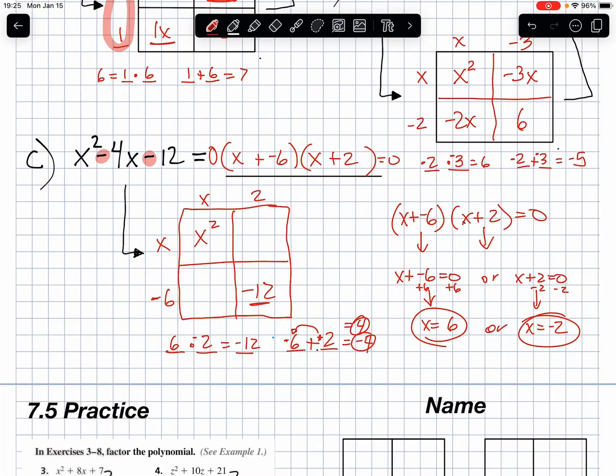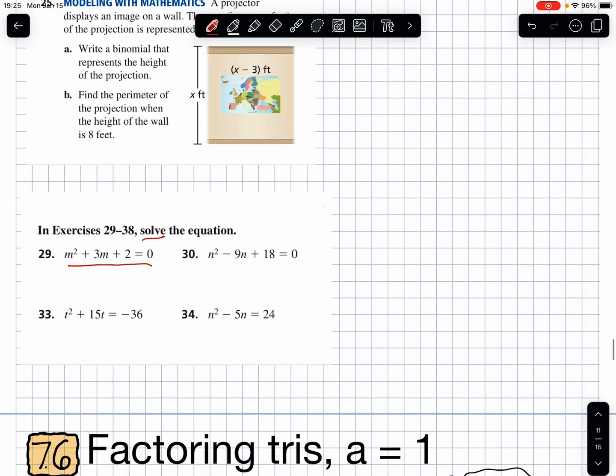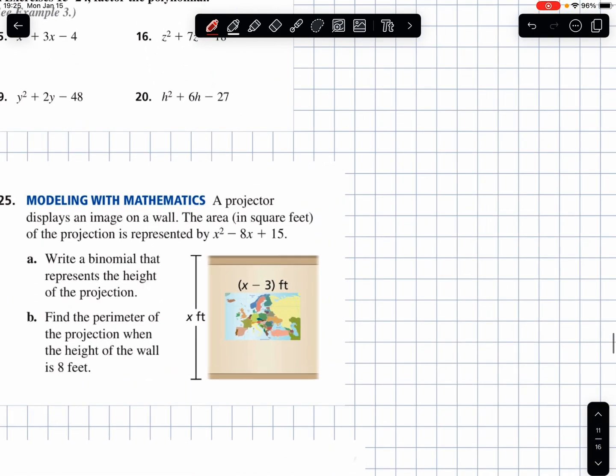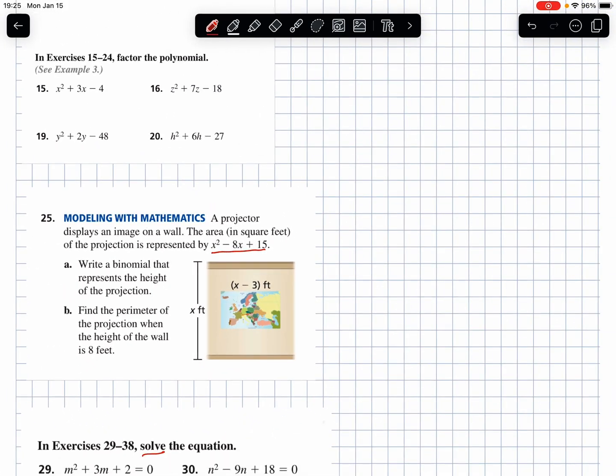And when you get to those last problems there, you have to factor and solve. The rest of them will just be factoring problems, right? Even in this word problem, they give you a trinomial, and you've got to factor it.